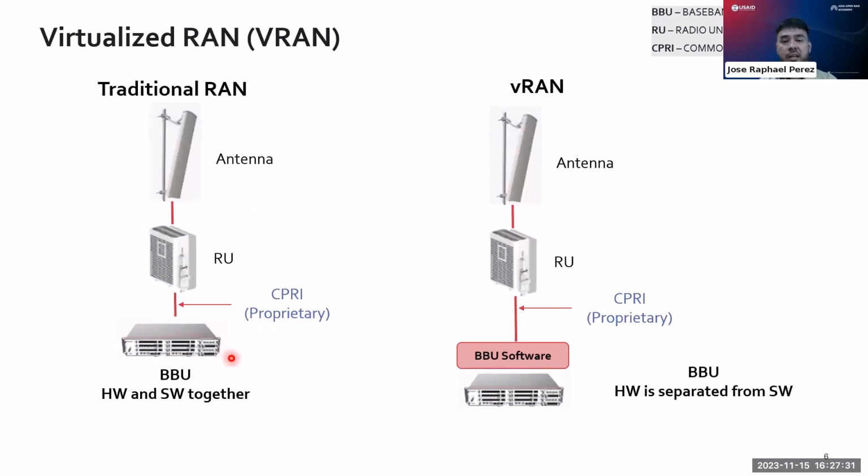Now we go to VRAN. So for this one, we separated the software component of the BBU from its hardware, making it virtualized. However, the hardware we're using here is still telco grade equipment. So basically, the system is still a single vendor environment, since the interface in between the RU and the BBU is still proprietary. So VRAN is not really open RAN. Now, how will we make it open?